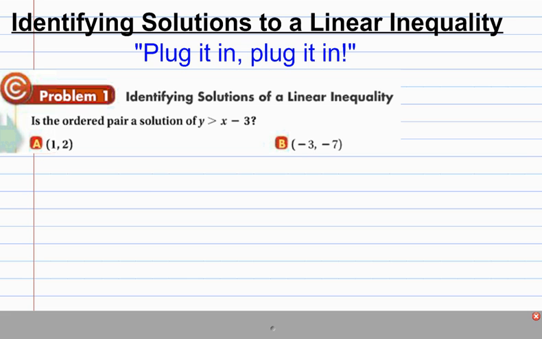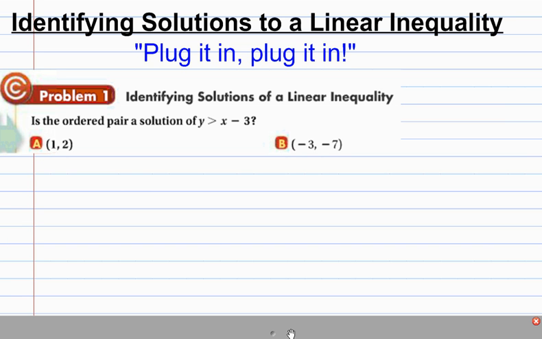So here's your first two problems, really. But we're going to use that linear inequality. Y is greater than x minus 3. And I want you to tell me if each one is a solution or not. So we are going to plug it in, plug it in.